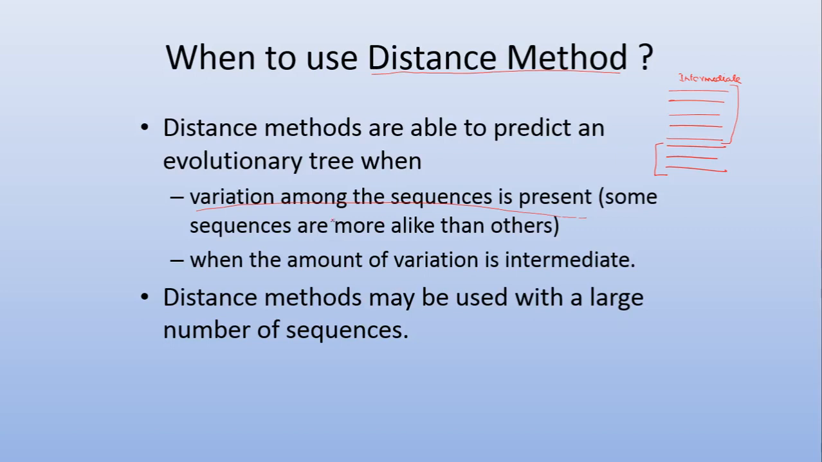When variation among the sequences is present, that is, intermediate conservation is there, and you have a large number of sequences to handle, if these two conditions are met, then you are supposed to use this distance based method.